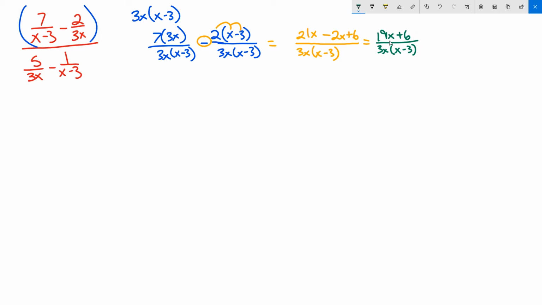So this right here is our final numerator. This is as low as we can get it right now. Yes, technically you could distribute this out. You don't want to though, because you want to keep it simple. So now let's look at our denominator.